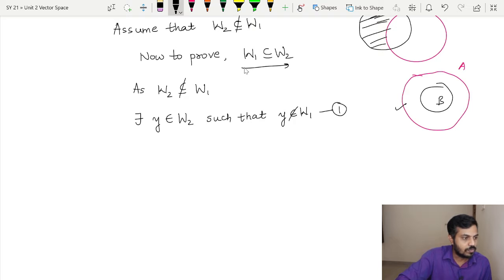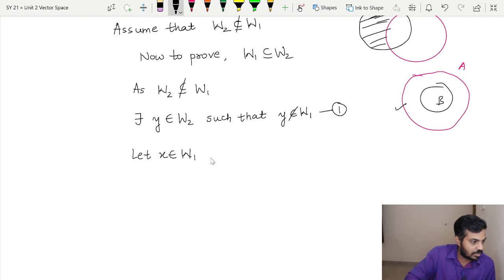Now as we have to show W1 is a subset of W2, in order to do it I will pick one element of W1. How do we show that A is a subset of B? We start with an element of A and try to show that that element is present in B. It means every member of A is in B and therefore A is a subset of B. Same logic here. I will start with an arbitrary member of W1 and try to show that member is present in W2. So I will say let X belonging to W1 be any element.